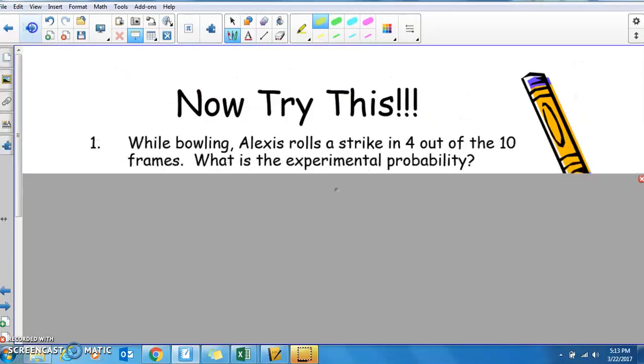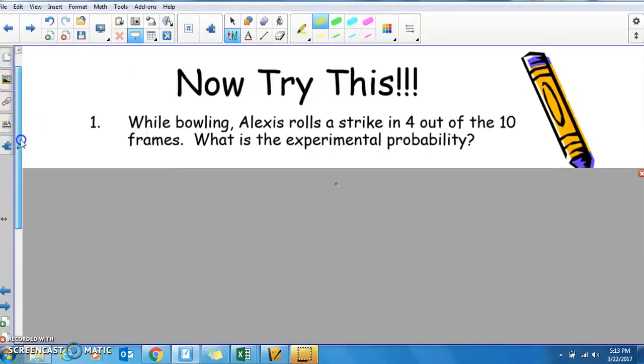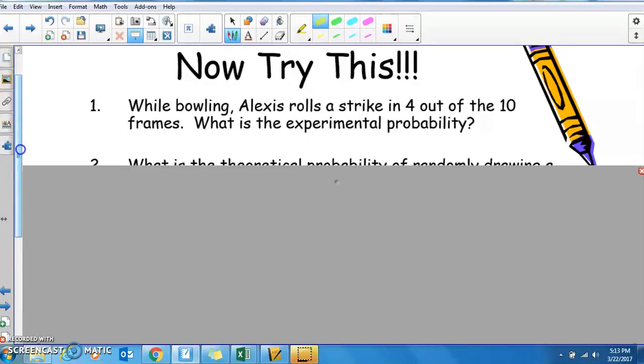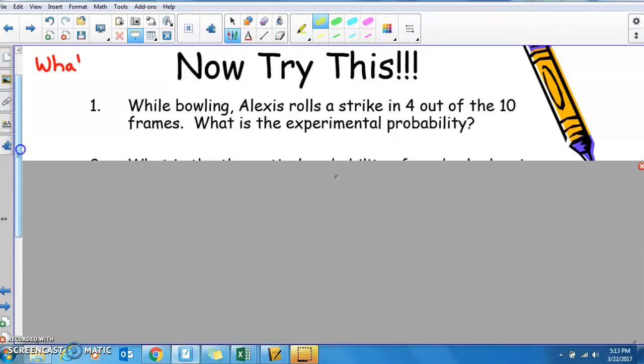All right, so let's try this. While bowling, Alexis rolls a strike in 4 out of the 10 frames. What is the experimental probability? Remember, it's what you want over the total. All right, what we want is her experimental probability of rolling a strike. So what did she get? She got 4 strikes. That's what she wanted. So it's 4 out of the total, 10. So her probability is 4/10.